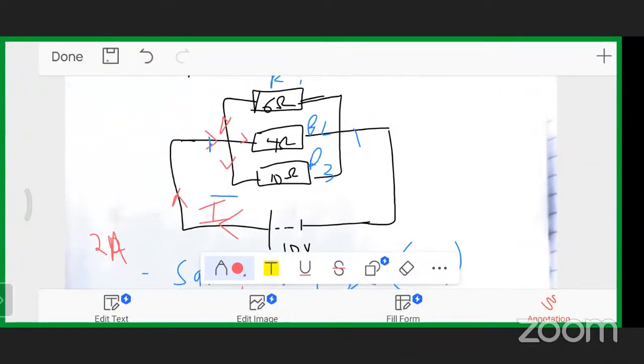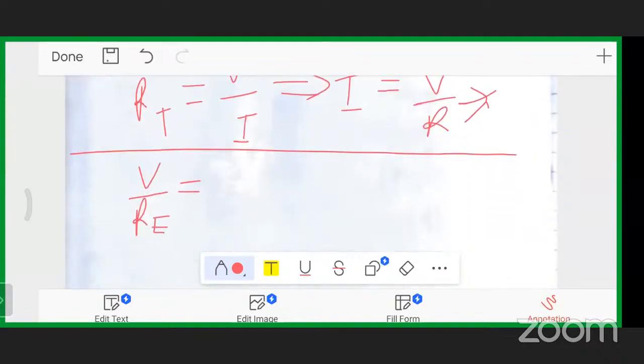Let's find an expression for the current passing through the 6 ohm, the 4 ohm, and also the 10 ohm in terms of R1, R2, and R3. Using Ohm's law again, we know that V is equal to IR, so current is just V over R. The voltage is the same, so we have V over R1 for the first resistor, plus V over R2 for the second resistor, plus V over R3 for the third resistor.